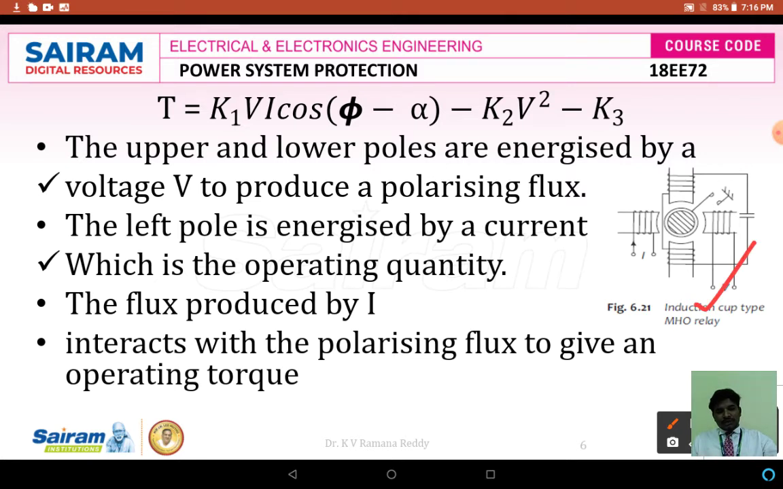In the induction cup structure of the Mho relay, the upper and lower poles are energized by voltage V to produce the polarizing flux. The left and right poles are energized by the operating quantity, that is current.